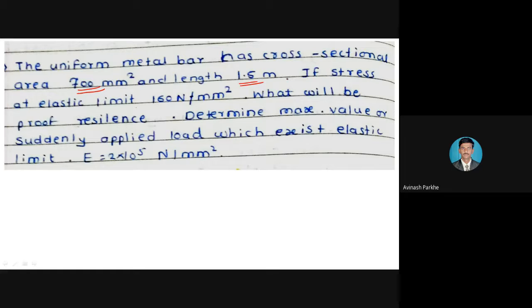1.5 meter. If the stress at elastic limit is 160 Newton per mm square, what will be the proof resilience? Determine the maximum value of the suddenly applied load that can exist within the elastic limit for that particular member.